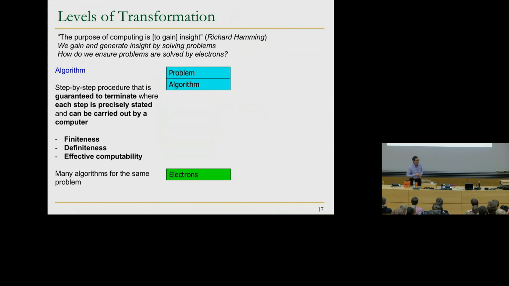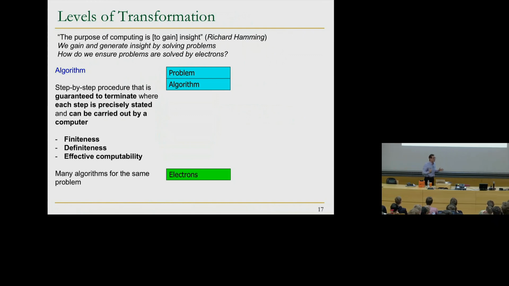And many algorithms can exist for the same problem. And they all need to have these properties, but they may have different efficiencies. Okay. So again, this is not an algorithms course, but it's always good to know what an algorithm is in the end, because they're the things that are going to be executed on the system.